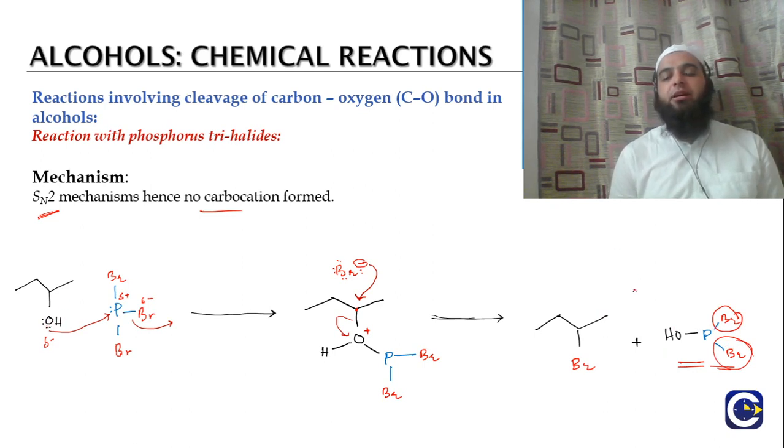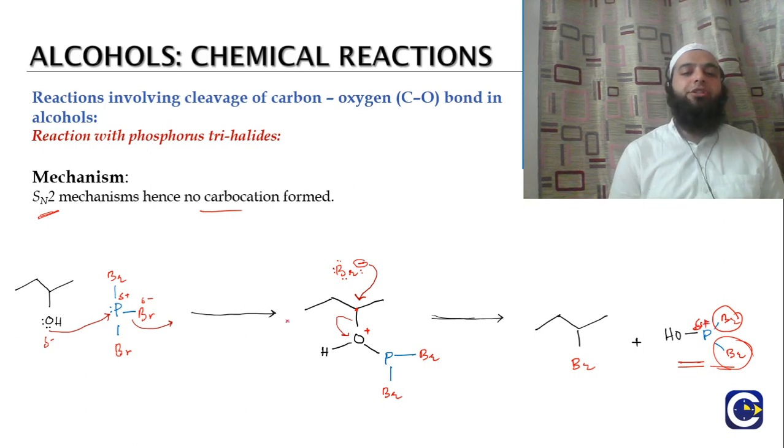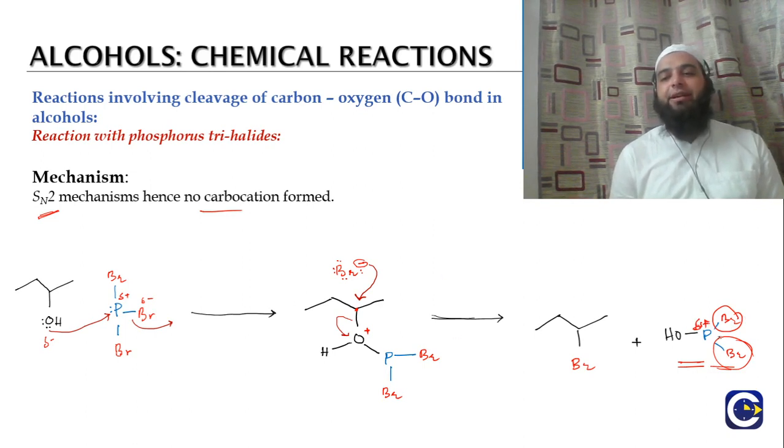Again, now more positive charge is on this phosphorus, because two bromine atoms are attached to it, so it has a partial positive charge. So the oxygen of the alcohol is again going to attack it, and the same process is going to happen in the reaction. In the two simultaneous steps, two bromine atoms are removed, and we get two molecules of this alkyl halide in the reaction.